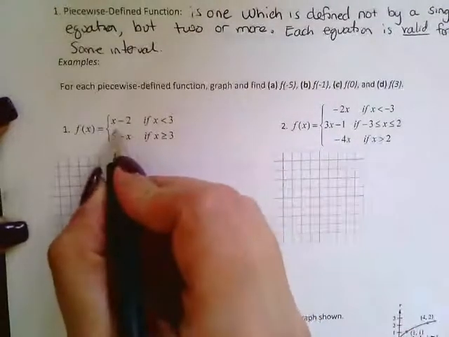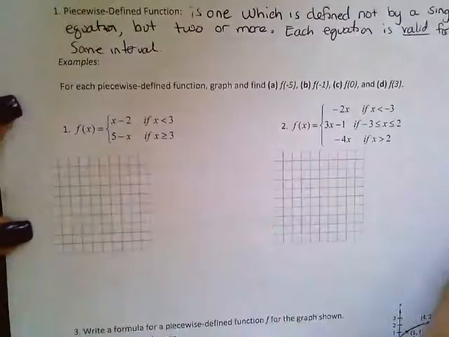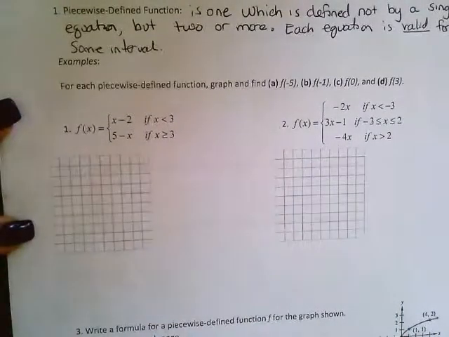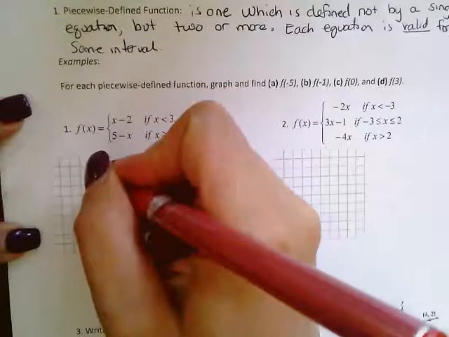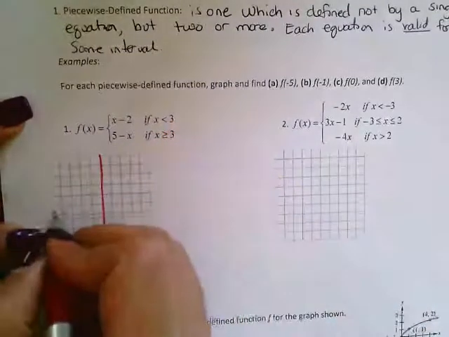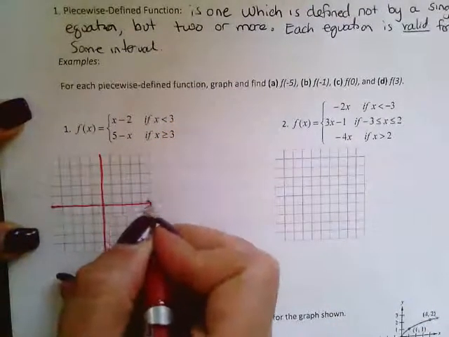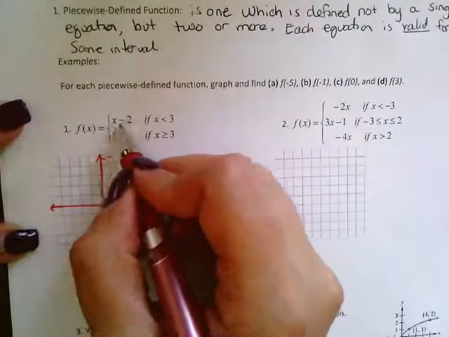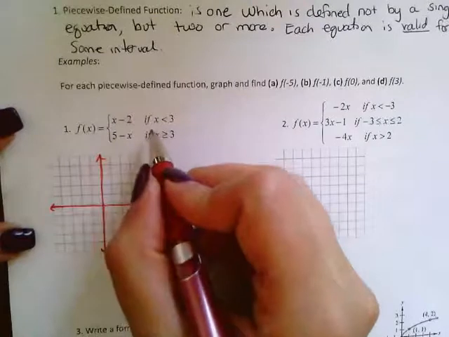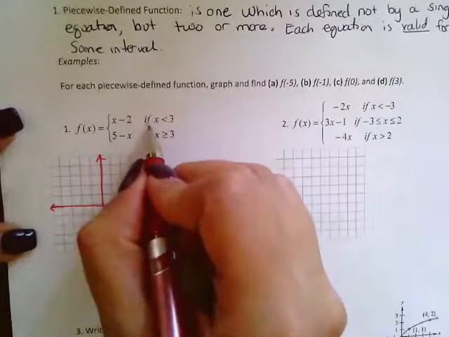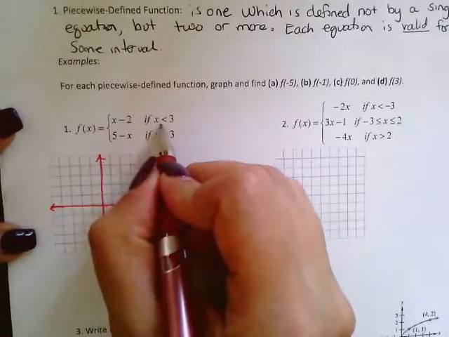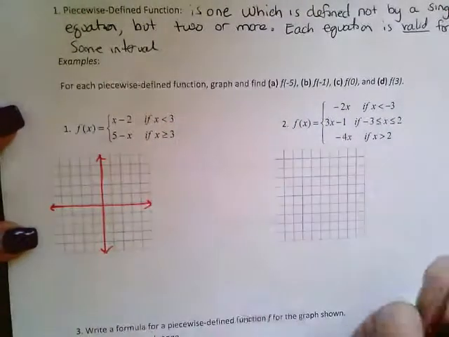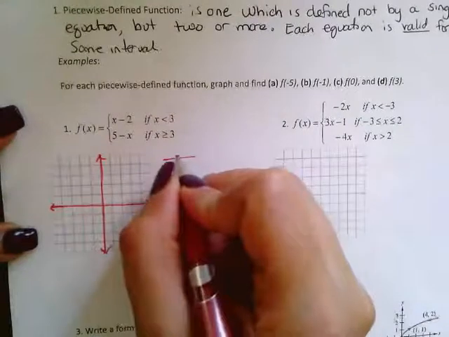The best way to graph piecewise functions, if you are good at just graphing regular functions, is to just go ahead and look at it and figure out, for example, this one right here is a linear equation, but it's only valid for intervals that are less than 3. So the best way to graph this first one, you can make a table if you want.